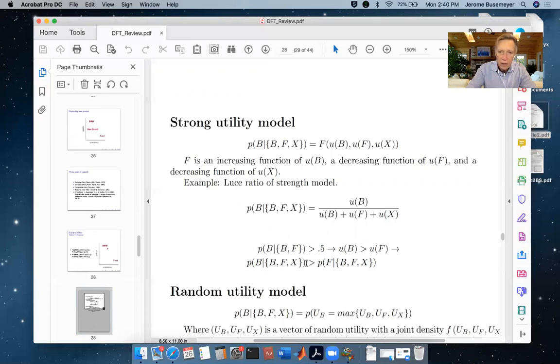But now we find this is reversed. This model requires these inequalities to remain the same, but the finding is that we find a reversal. So we rule out all of these strong utility models, including the popular Luce choice model, with the similarity effect.